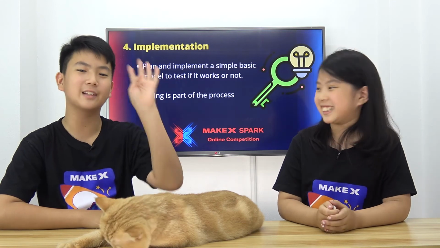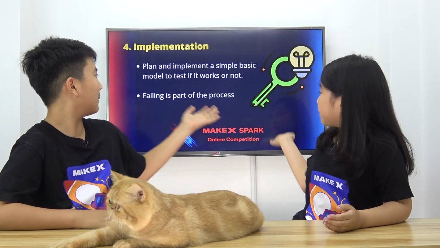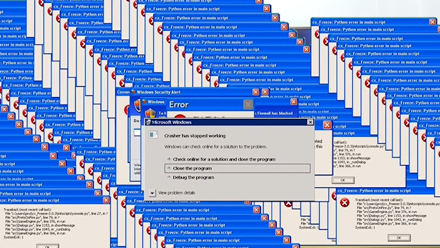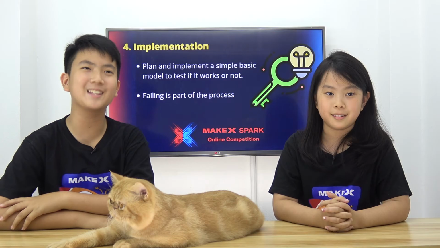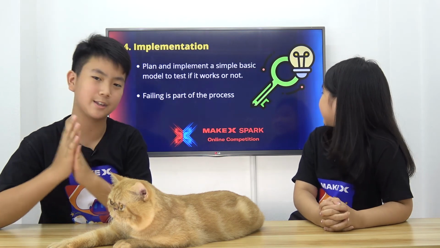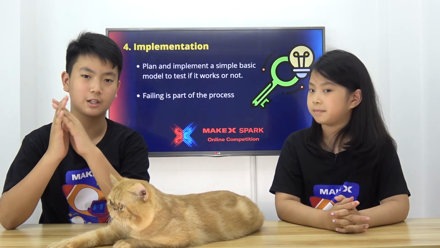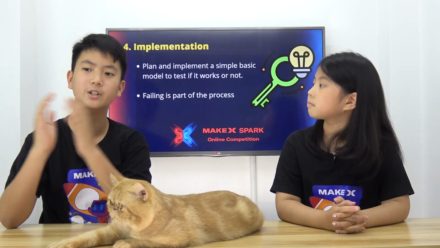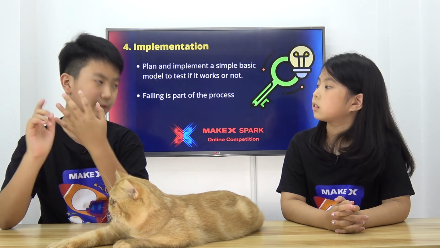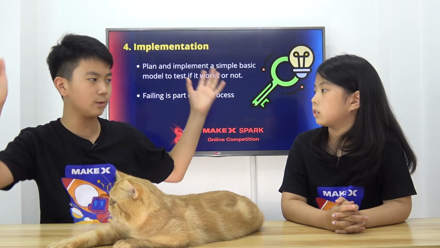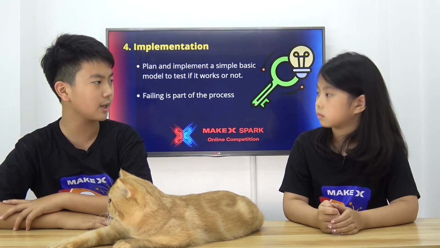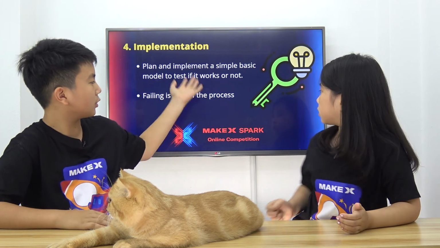So now the last step is step number 4, which is implementation. Implementation. What the heck? Implement. So you need to plan and implement simple basic models, just like in project design if you caught it during our procedures. During this process, you keep on designing simple basic models because you don't want to build a whole great one and have it not work and have to shut it down, wasting materials and everything. So you should build a simple basic model, as I said.